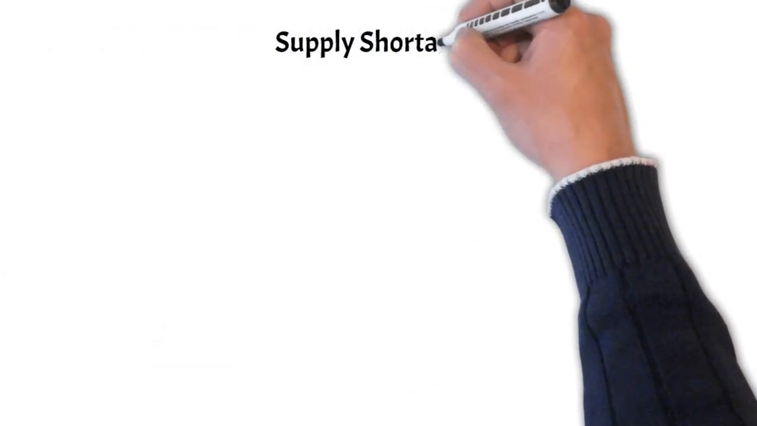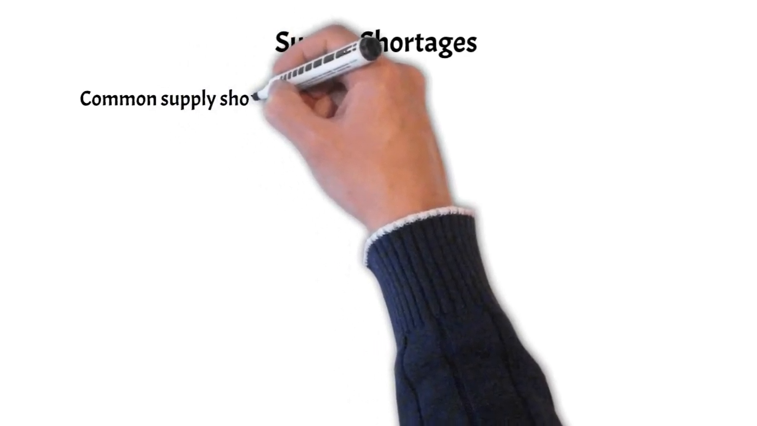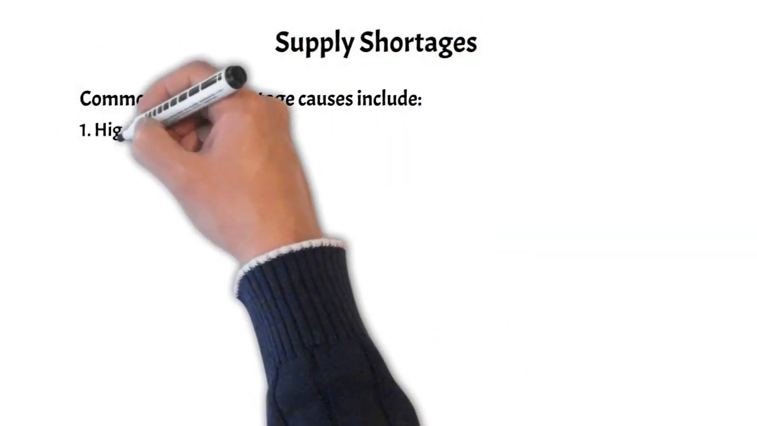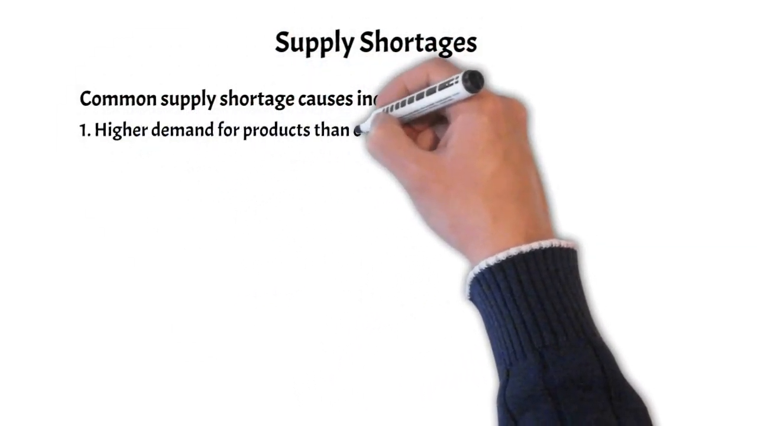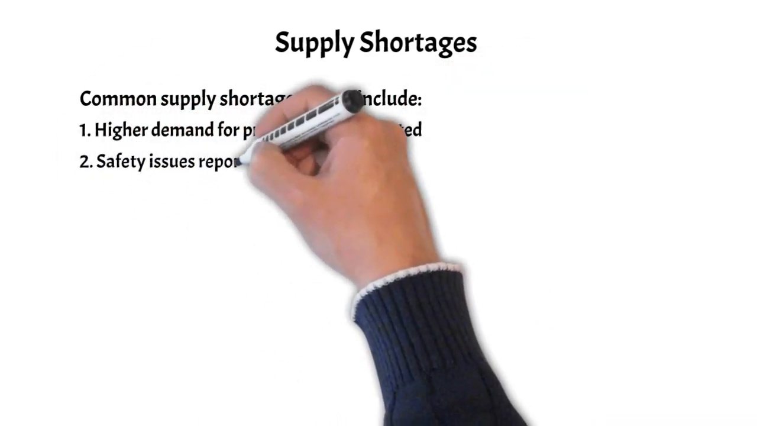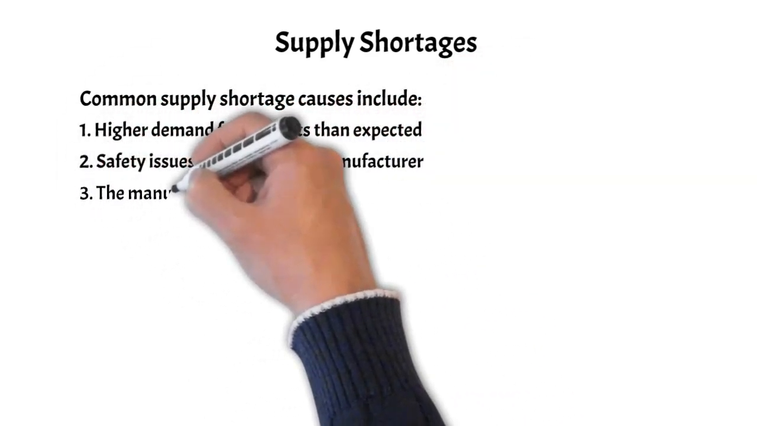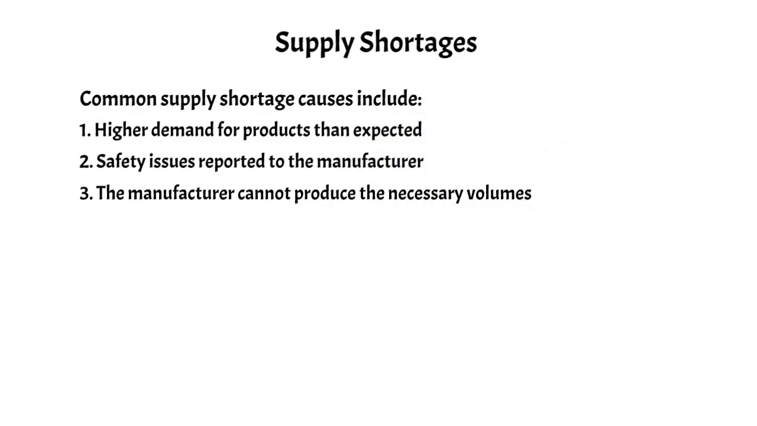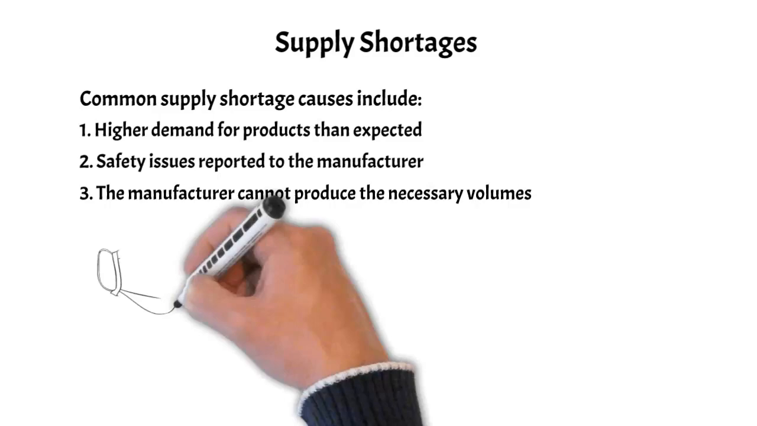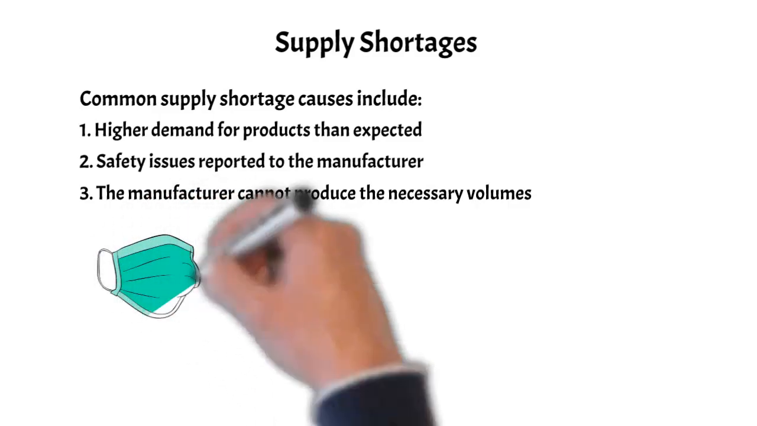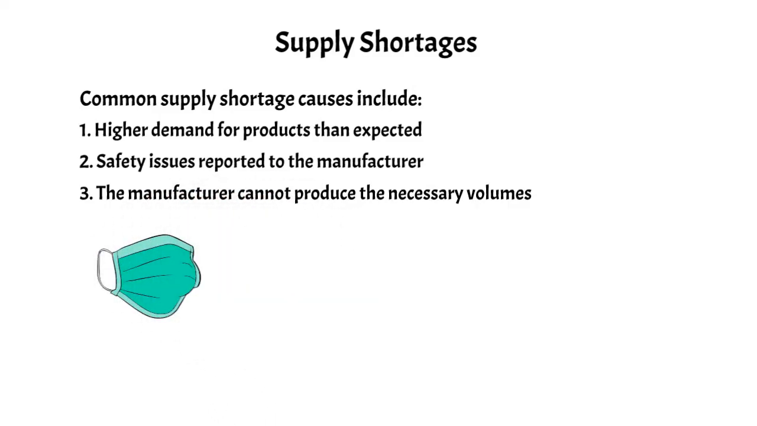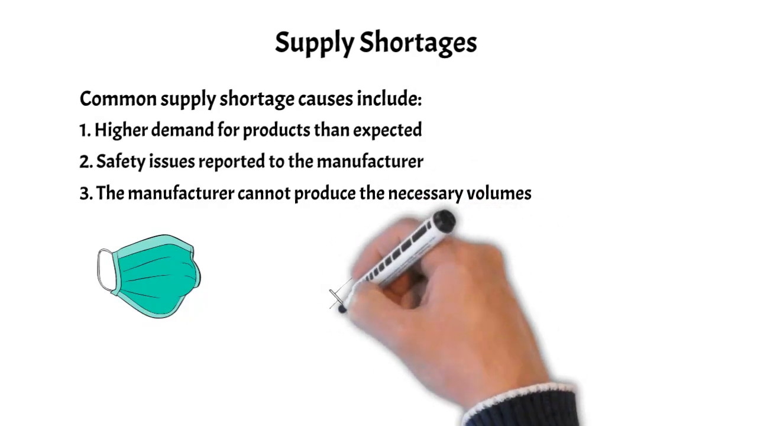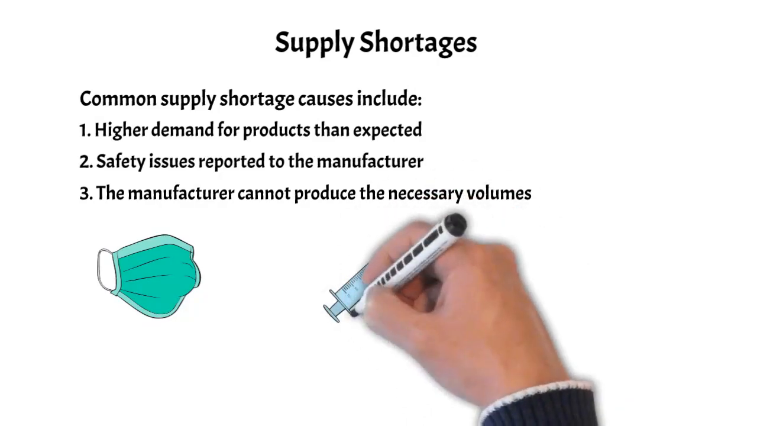Supply shortages are an unfortunate reality for healthcare facilities. Common causes include higher demand for products than expected, safety issues reported to the manufacturer, and when manufacturers cannot produce the necessary volumes. This can be caused by a backorder, issues within the manufacturer's production facility, economic crises, transportation delays, and even global health events and/or acts of nature affecting workforce availability.